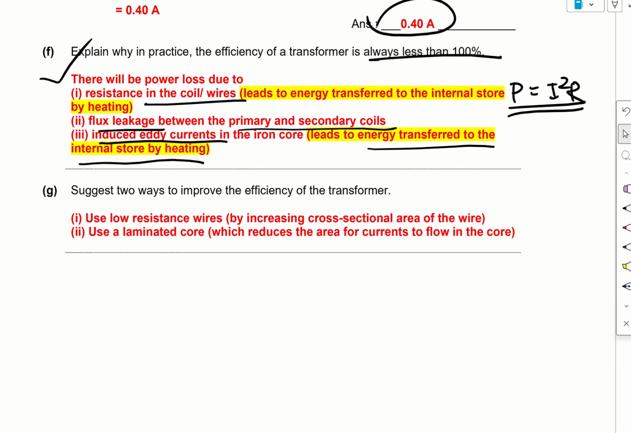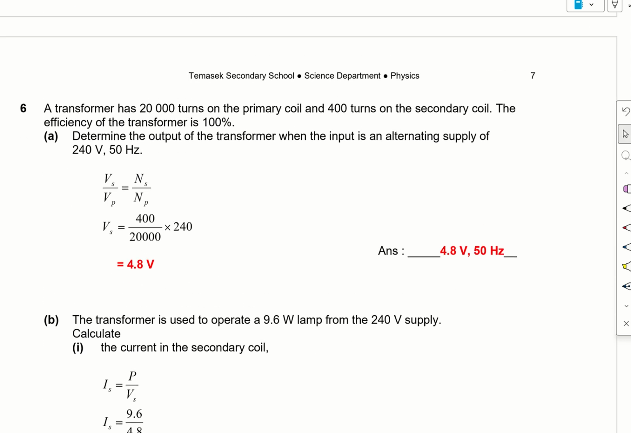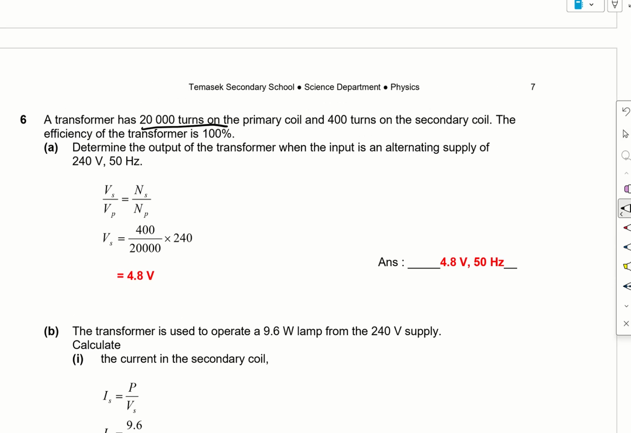Okay. Now suggest two ways to improve the efficiency. So use low resistance wire. So this is for transformer, so we are just talking about transformer. So we use a low resistance wire by increasing the cross-sectional area of the wire, or we use a laminated core. Okay. Now a transformer has 20,000 turns on the primary coil.